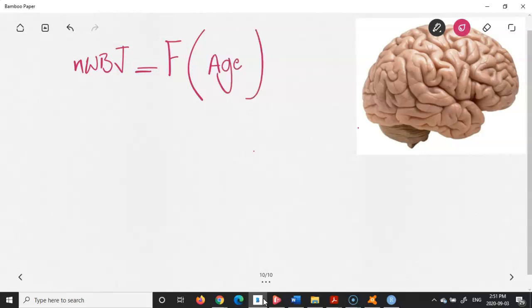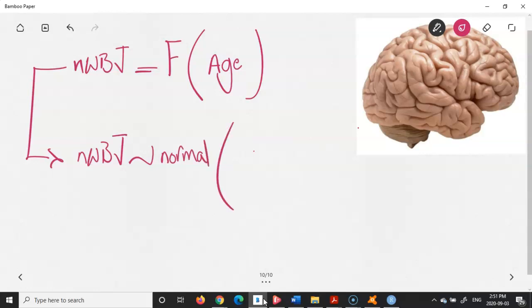What we want to do is model the normalized whole brain volume as a function, I should say, of, let's say, the age. To define this, we assign a distribution to the normalized whole brain volume. We say that the normalized whole brain volume can be represented as a normal distribution, which has a mean of, let's say, nu, and a sigma, which is the measure for the dispersion.